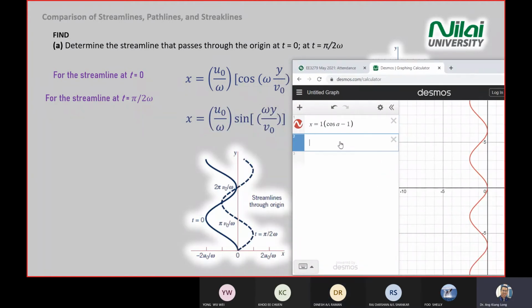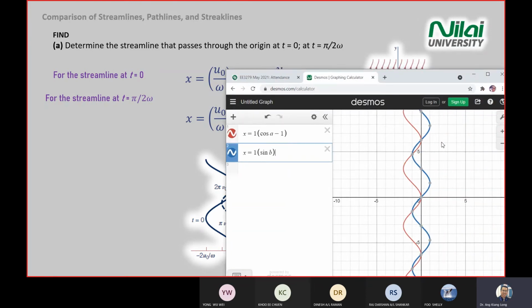Then the second one, do you need me to further explain the same concept? Dinesh, you need me to explain the second line? No need, sir. Yeah, you understand already. Okay, so same method for this one. So x equals, I assume this one as a constant value 1. Of course, you can play around with these tools. Then you see the blue color come out. So this is the answer that I'm looking for.